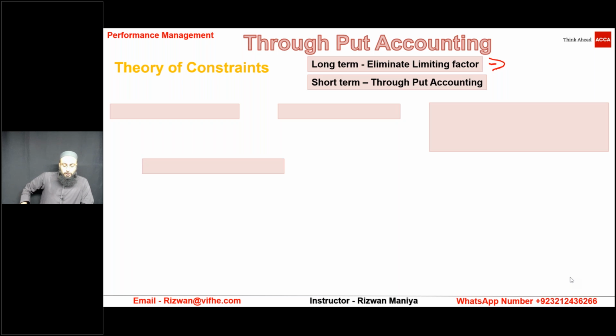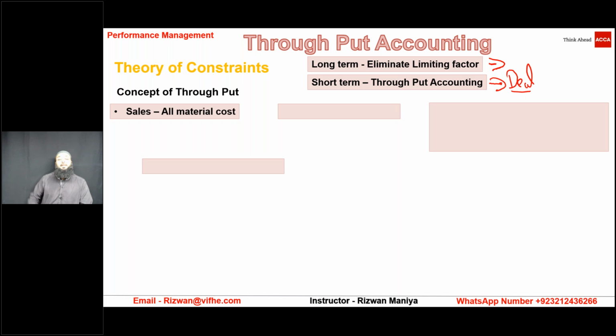The other solution is a short-term solution known as throughput accounting. In the short run, we can use the technique of throughput accounting to deal with a limiting factor. So this technique actually deals with the limiting factor. Let's have a look at what throughput accounting is.